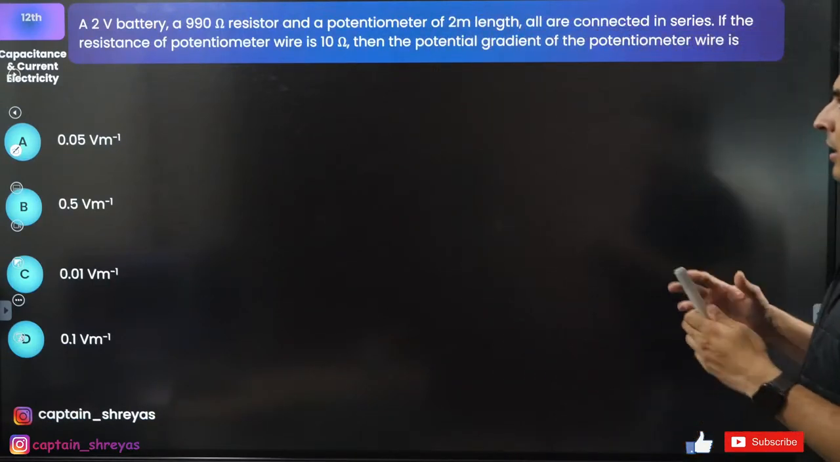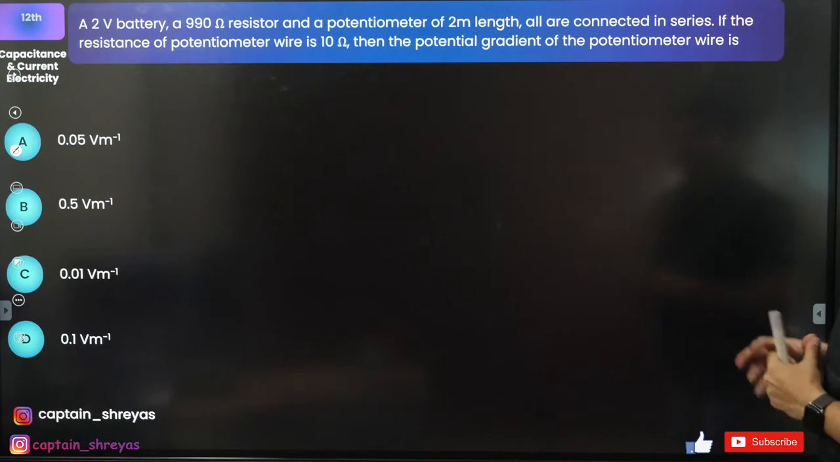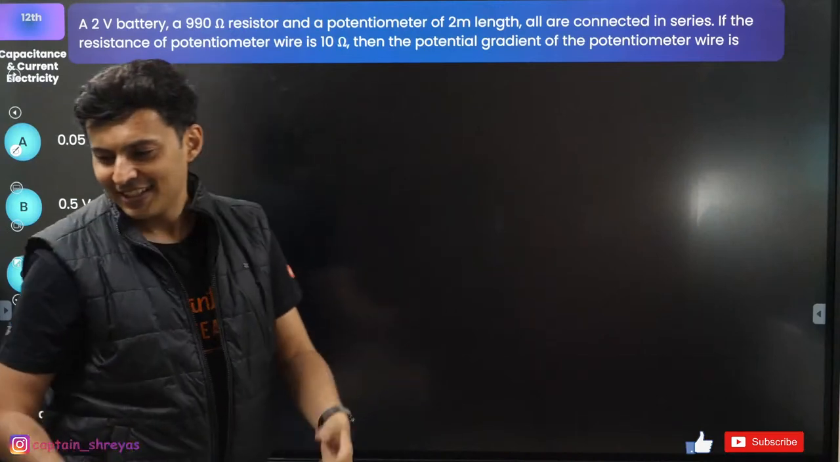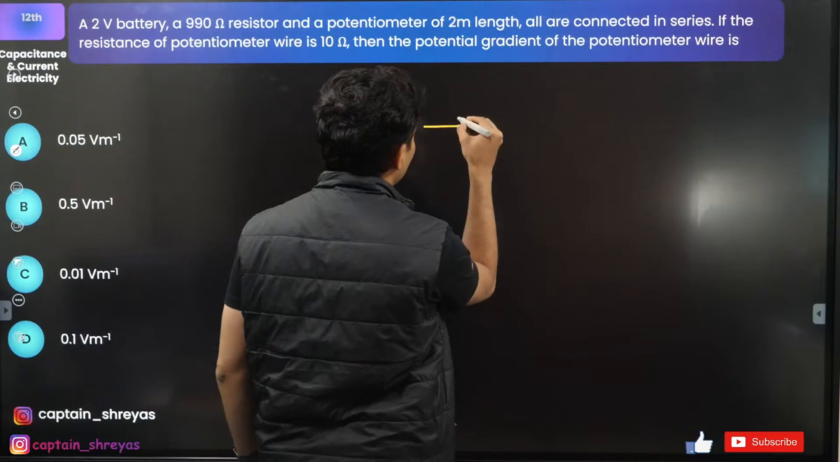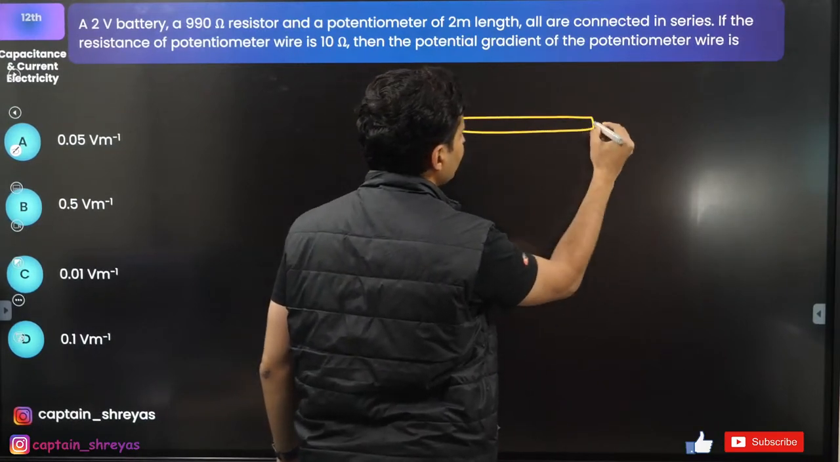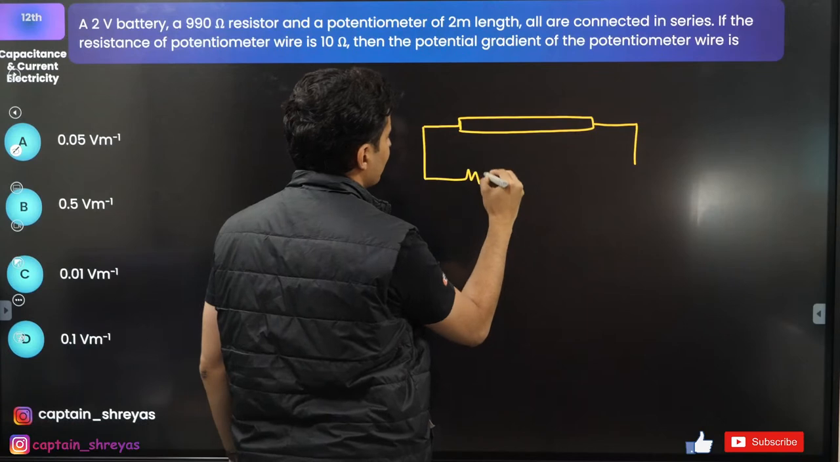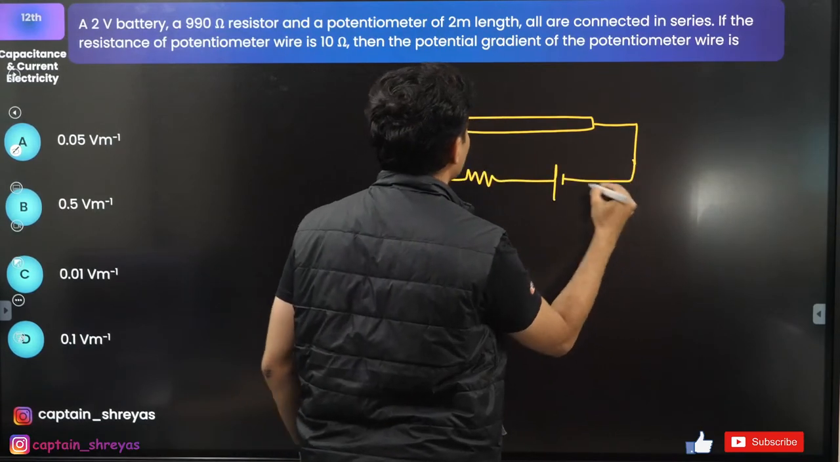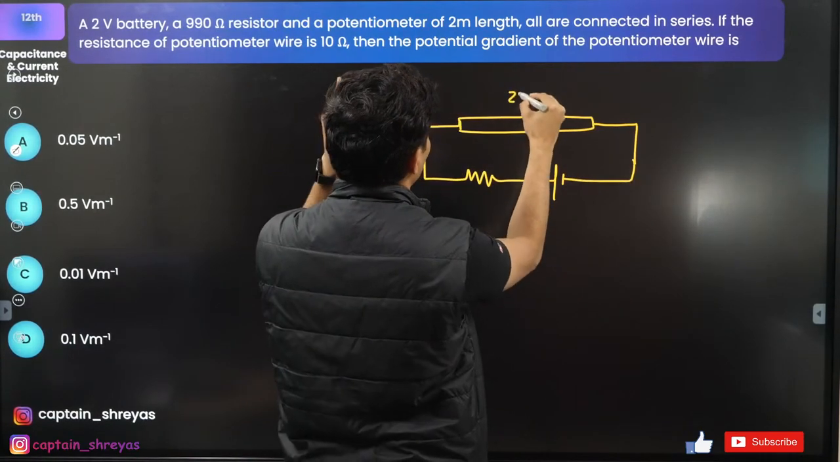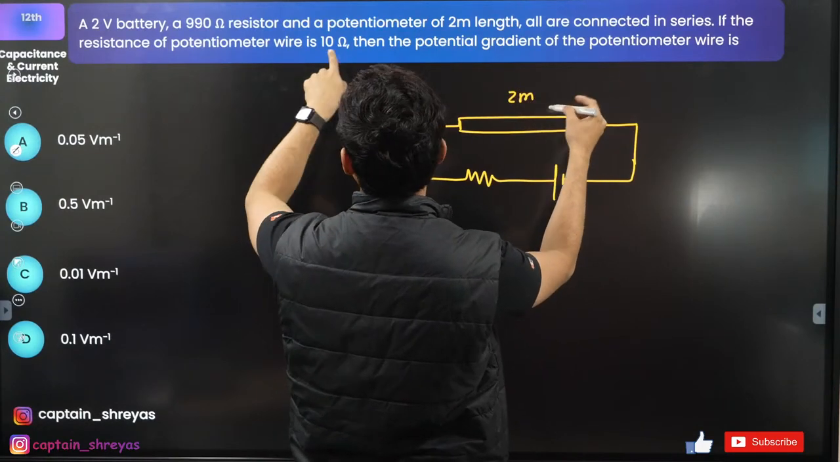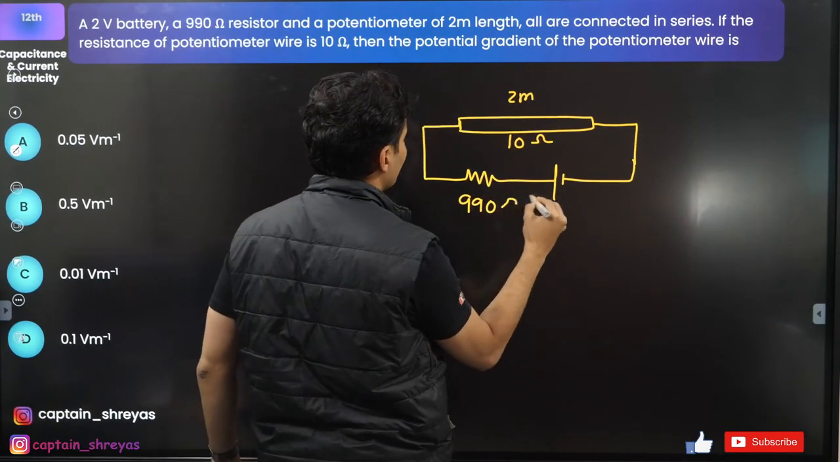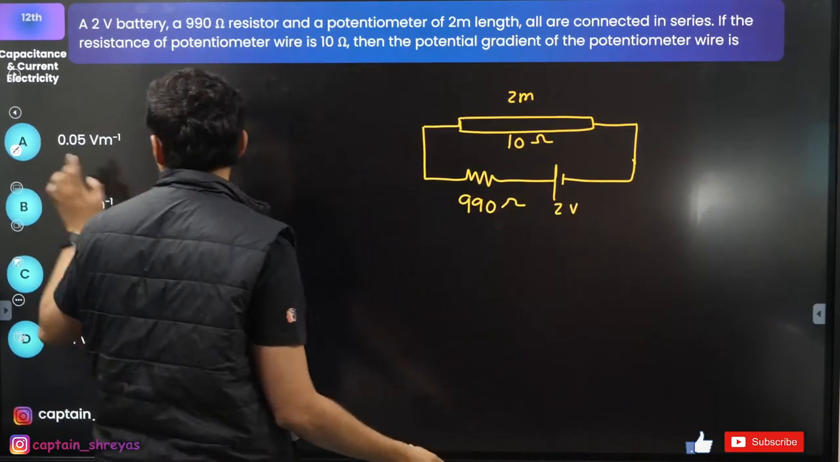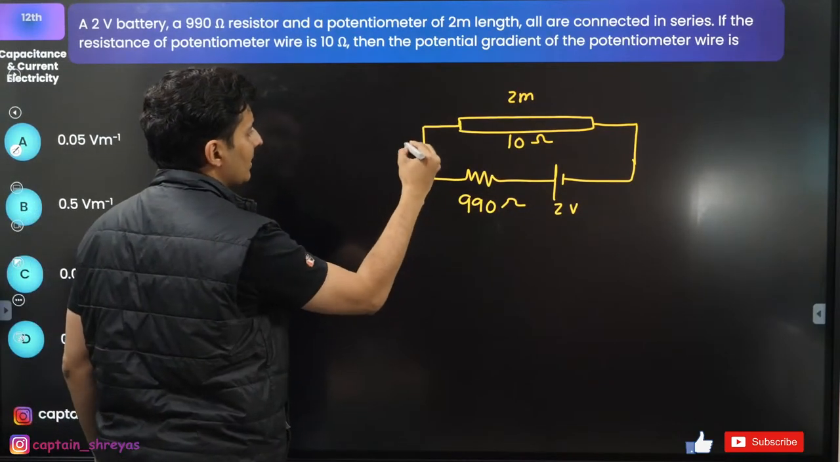A battery, a resistor and a wire, all are in series. Resistance is 10. Potential gradient is how much? Okay, let's try to solve. Exactly, Susanta, that's what we are trying to do now. So imagine there is this potentiometer wire. It is connected to a resistor and then a battery like this. The wire is having a length of 2 meters and the resistance is 10 ohms. External resistance 990 ohms. Battery voltage 2 volts. First things first, what will be the current flowing in the circuit?